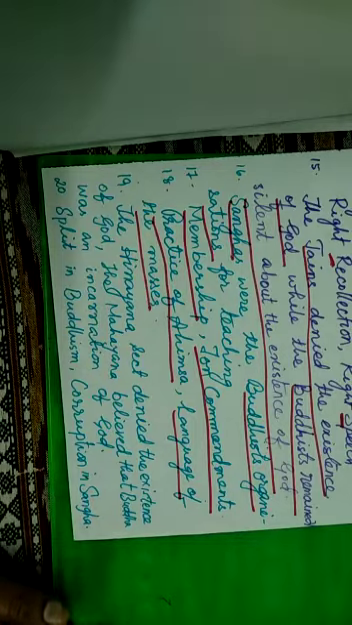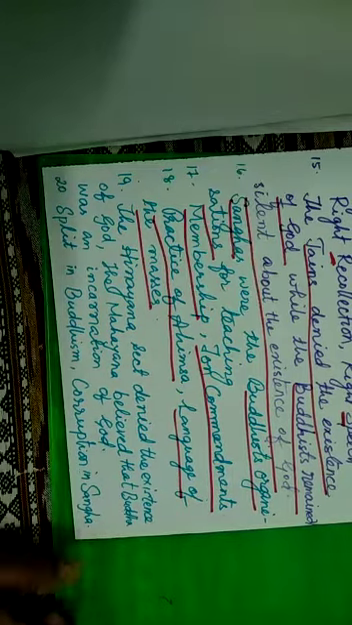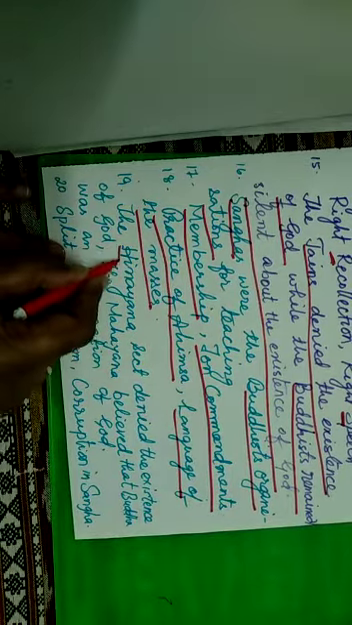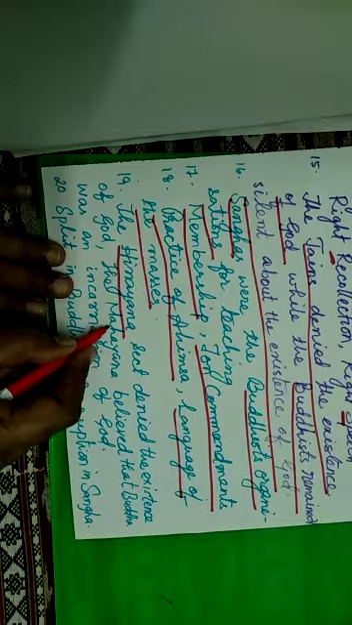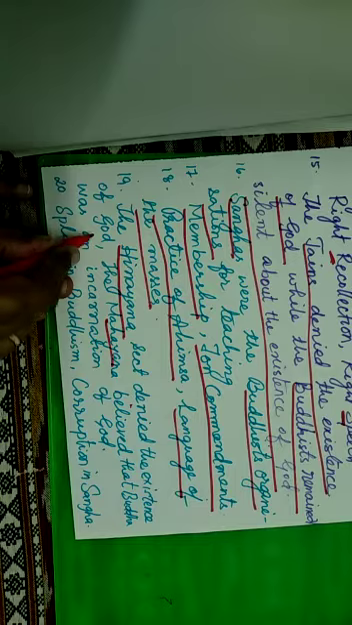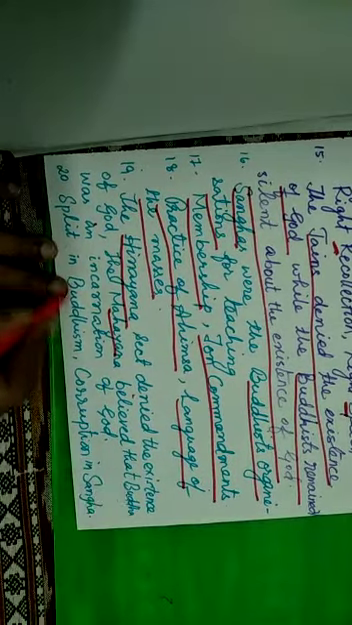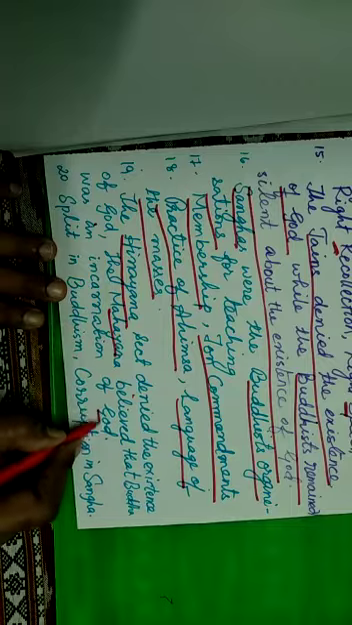Question number 19. Give 2 differences between the Hinayana and the Mahayana Buddhism. The Buddhists divided themselves into 2 sects, the Hinayana and the Mahayana. The Hinayana sect denied the existence of God, while the Mahayana sect believed that Buddha was an incarnation of God.